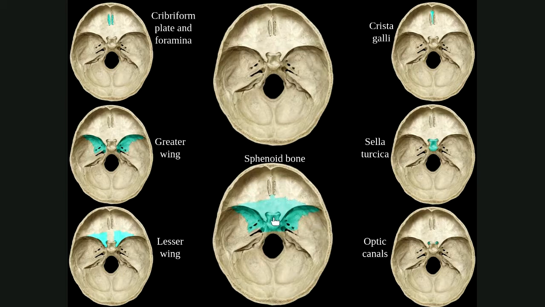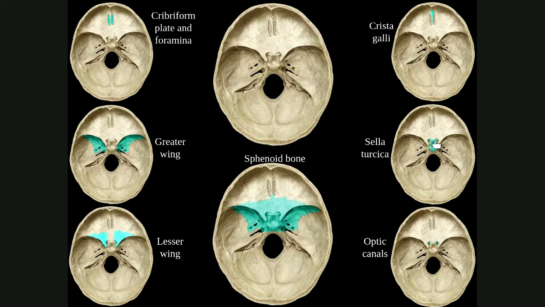Okay, so here's the sphenoid bone. Then you've got your greater wing down in here on either side, and your lesser wing up here. You can see here's the sella turcica. It sits right there, and that's where your pituitary gland will be.